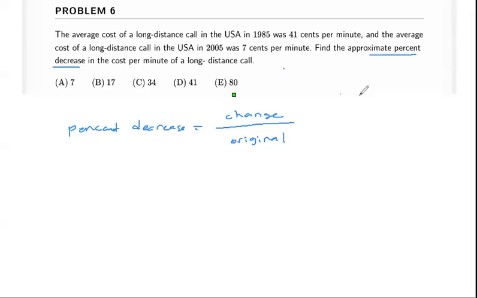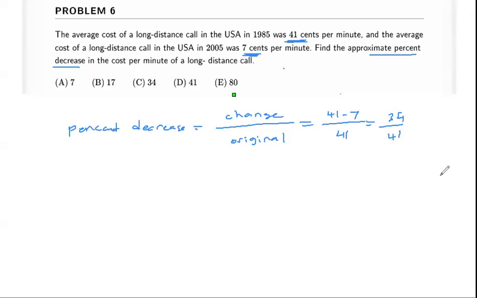So we are looking for the percent decrease in the cost per minute, right? So the price was 41 cents per minute, and now it's 7 cents per minute in between those two different years. So the change is gonna be 41 minus 7. That is the change in cost. And if you are looking for a percent value, you just need to compare this change to the original number, which is 41 cents. So if you take the difference, that's 34 and divide by 41.